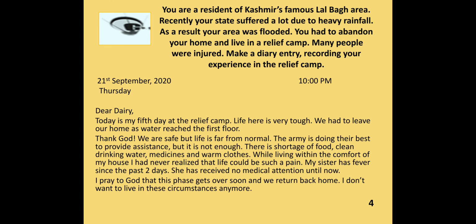While living within the comfort of my house, I had never realized that life could be such a pain. My sister has had fever for the past 2 days. She has received no medical attention until now. I pray to God that this phase gets over soon and we return back home. I don't want to live in these circumstances anymore.